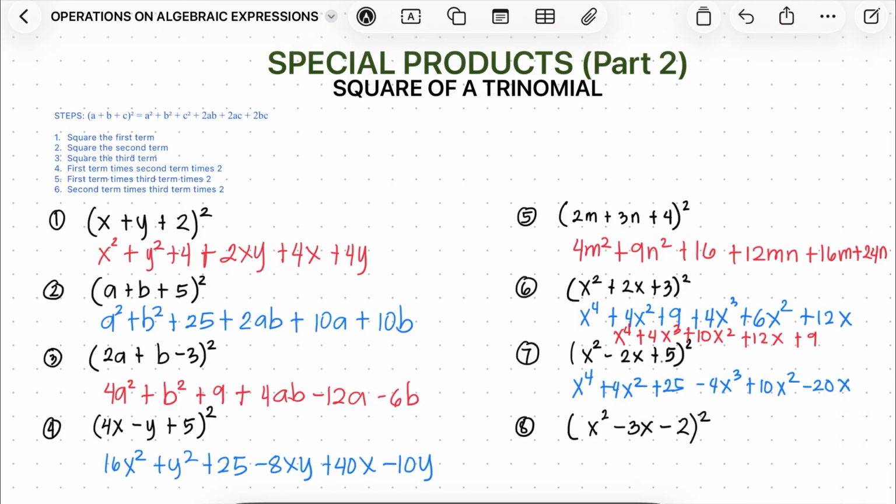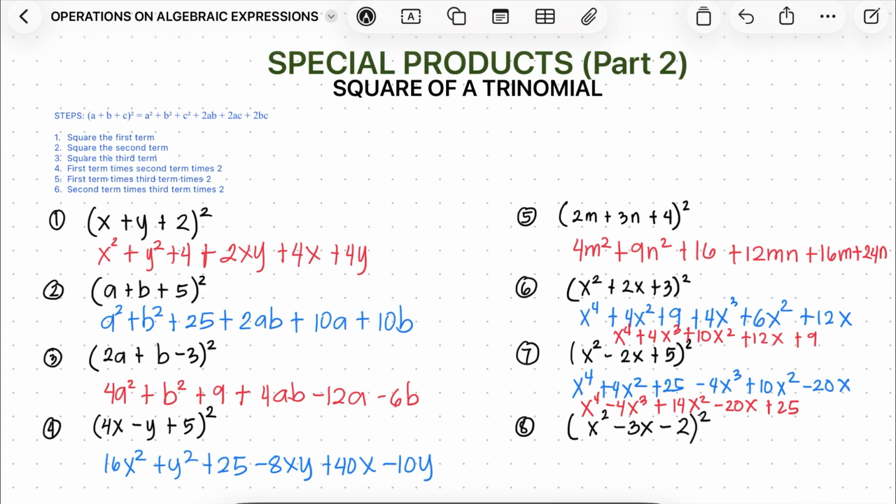And then you can combine like terms here. So we can see that 4x squared and 10x squared are like terms, and we will put them in order as well. So that will be x raised to 4 minus 4x cubed, plus 4x squared plus 10x squared, that will be 14x squared, and then minus 20x, and then plus 25.